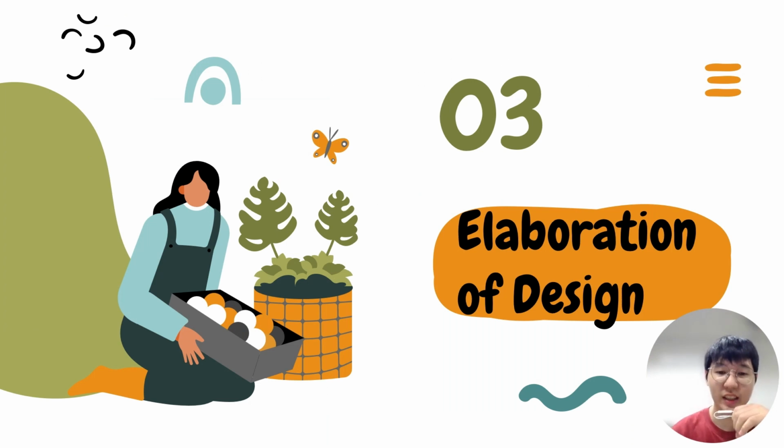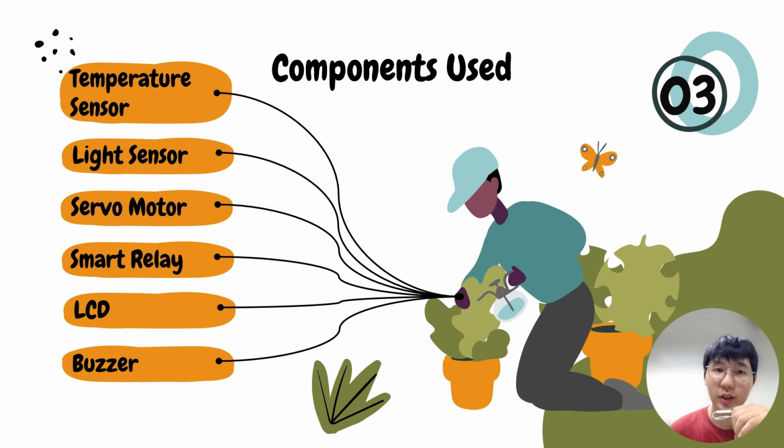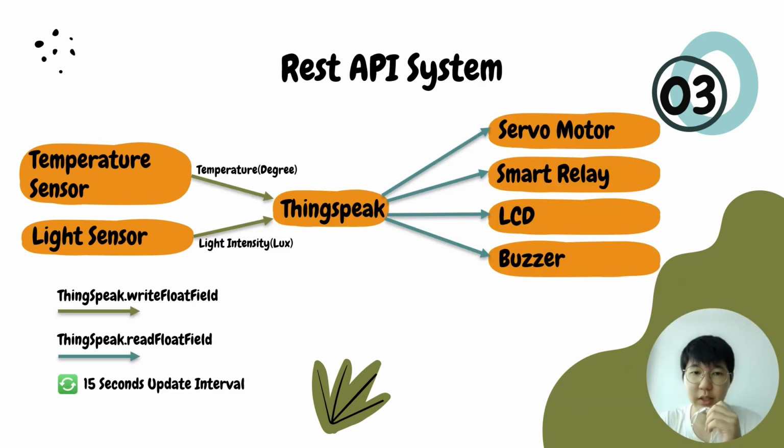Thank you, Jiajun, for sharing. Next, I'll be going through the elaboration of the design. The chosen components used for the IoT project are the temperature sensor, light sensor, servo motor, smart relay, LCD, and buzzer. Next is the REST API system.